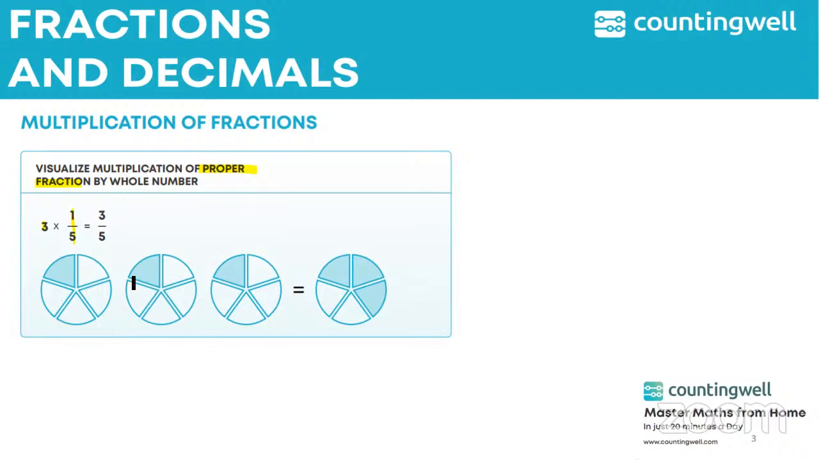Here we have 3 wholes with one part shaded out of the 5 parts. So one whole is first divided into 5 parts because we have 5 in the denominator. Then we have shaded one part for each whole out of the 5 parts. So we have 3 into 1 by 5. That's why the resulting figure will have 3 parts out of the 5 parts.